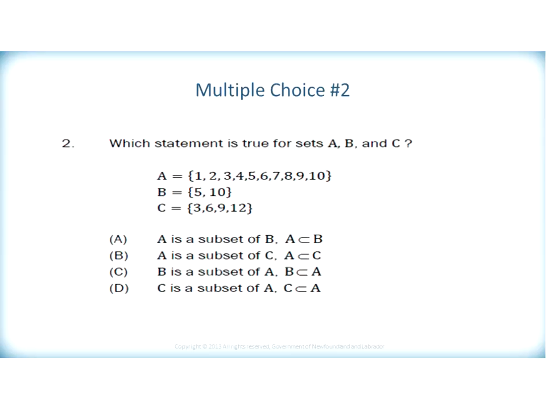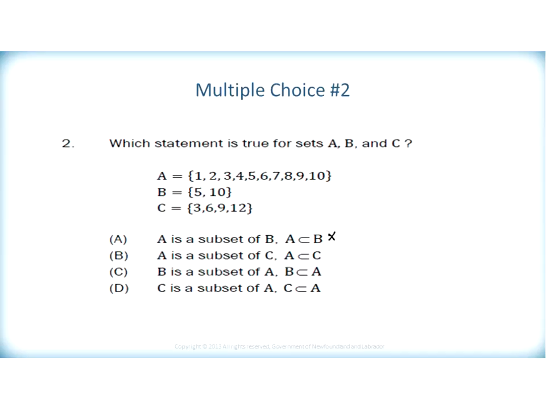Which statement is true for the sets A, B, and C? So it says A is a subset of B. Is A a subset of B? This is incorrect. It's not true, since all the elements in A are not in B. Remember, for a subset, all the elements must be in the other set. Is A a subset of C? No, since all the elements in A are not in C.